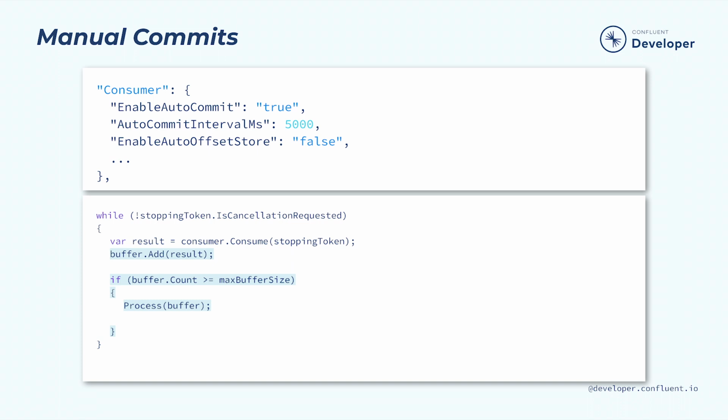Sometimes we want greater control over our commits. For example, if our messages are already organized into batches, we may not want to wait for the auto-commit. We can disable auto-commit by adjusting the configuration. Then we can manually call commit on the consumer when we are ready. This gives us full control over when offsets are committed, but continues to grant an at least once guarantee. Just be wary. Manual commits are a blocking operation and may impact the performance of the application.